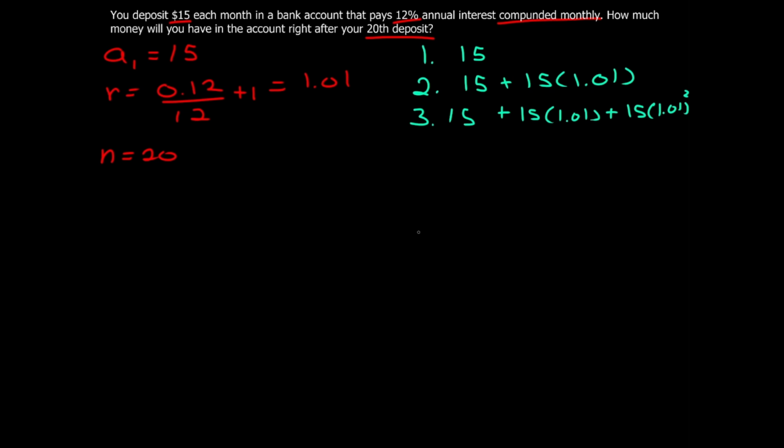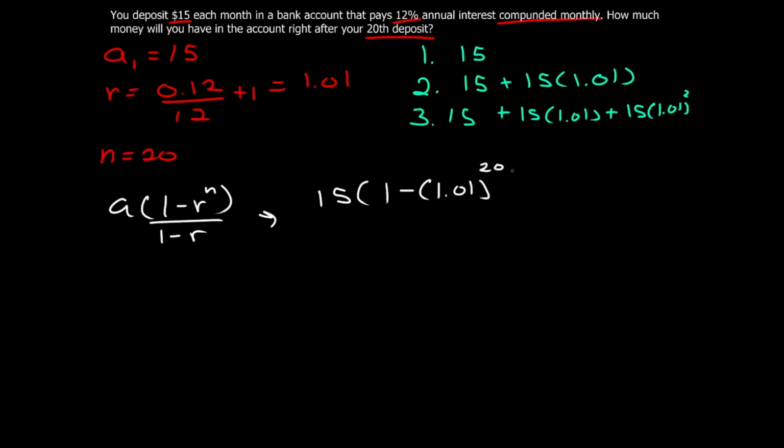So now that we've done that, we can begin plugging this into our equation, a times 1 minus r raised to n divided by 1 minus r. So to do this, we're going to plug in our first term, which is going to be 15. Then we're going to plug in 1 minus the common ratio. Our common ratio is 1.01. And we're going to raise this to our n, our upper limit, our 20. And finally, we're going to divide everything by 1 minus the common ratio.